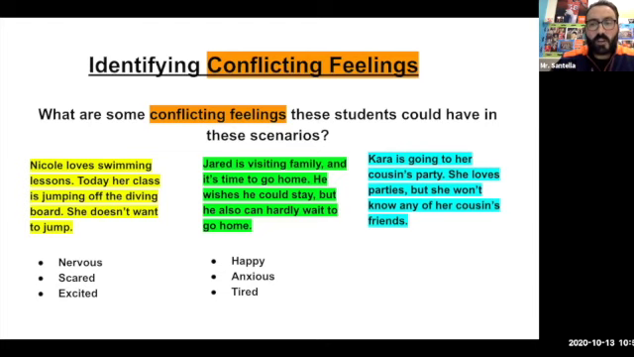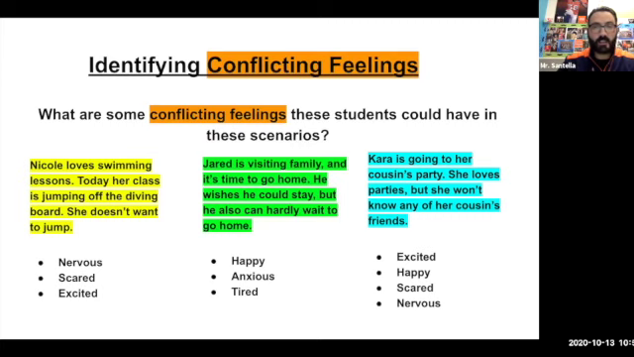Kara is going to her cousin's party. She loves parties, but she won't know any of her cousin's friends. Now, I've had this scenario as well, going to a birthday party where I know the person whose birthday it is, but I don't know anybody else. What feelings do you think Kara is feeling?